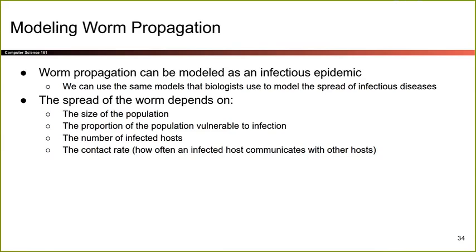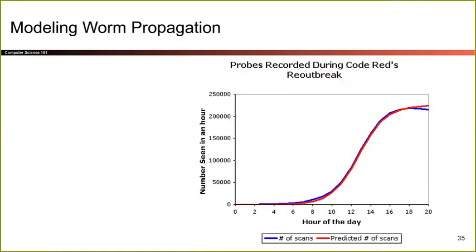Because you're communicating with fewer people, that's going to slow the rate. Similarly, if you have an infected computer and it's communicating with fewer people, then the worm is going to spread slower. These are all things that happen in real life, and biologists and epidemiologists have modeled it. Computer scientists have just kind of stolen that model and run with it, and it turns out to work pretty well.